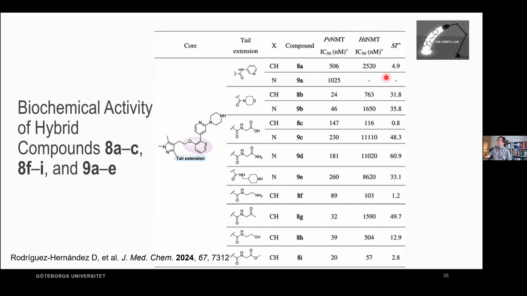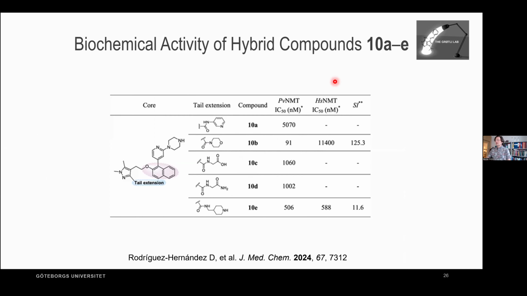But you also see that when we compare these two, we get some kind of selectivity, but it's not as good as we had in the previous types of compounds. It's everything from 1.2 and up to maybe 50, 60 in selectivity index. And if you look at the other one, where we have extended the A core to a slightly larger group, so it's bicyclic, you see that we do the same measurements. We have one compound that has a selectivity index of 125. It's reasonable.